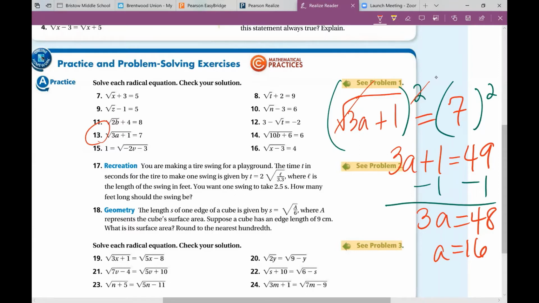I'm going to check my solution because the directions ask me to. So I'm going to plug in a 16 right here in the initial problem. So 3 times 16 is 48. 48 plus 1 is 49. And the square root of 49 does equal 7. So I do know my answer is correct.